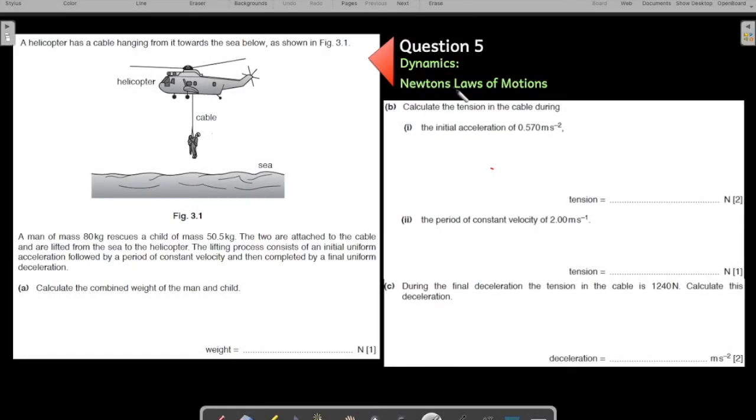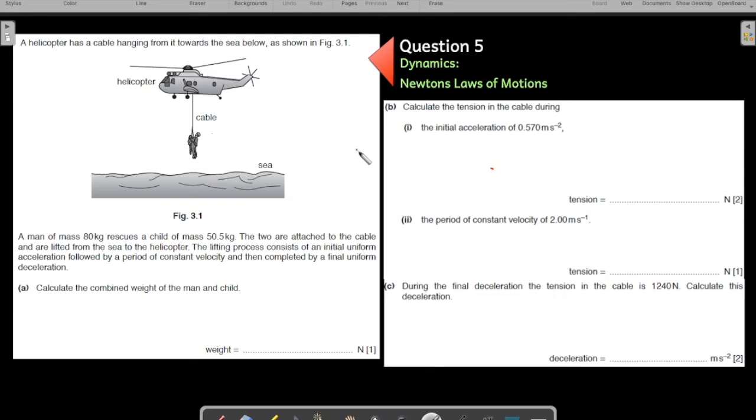Hello and welcome to this video on question number 5, dynamics, Newton's laws of motion. This question that you see on the screen is from your AS Physics past paper. This is a pretty long question which is split across two screens.